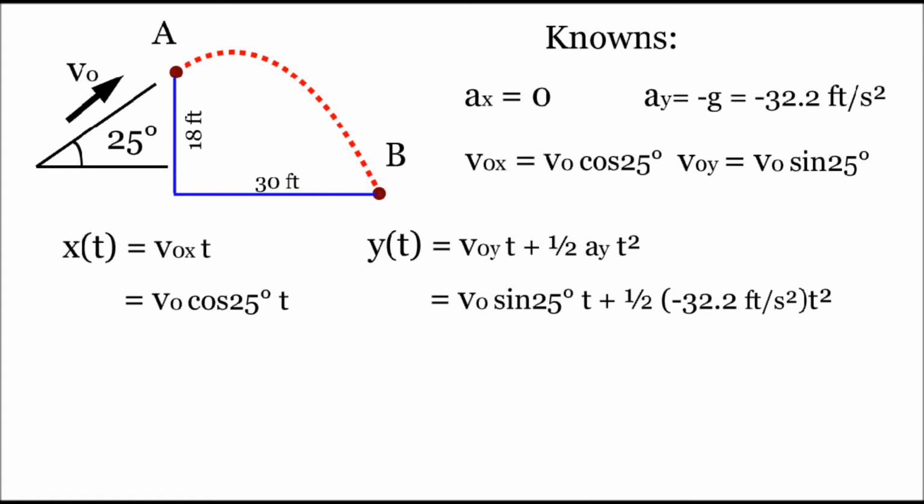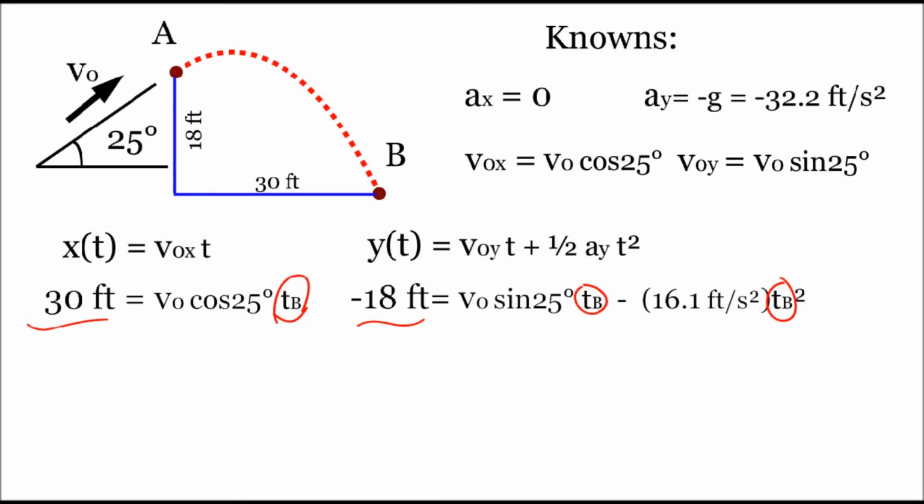Replacing the velocities and accelerations with our knowns, we get these two equations that both contain v0. So we know at some moment in time the sand reaches point B. If we set the origin at A, that means its x position at B will be 30 feet and its y position will be negative 18 feet. And this will occur at some time TB. So now we have two equations and two unknowns.